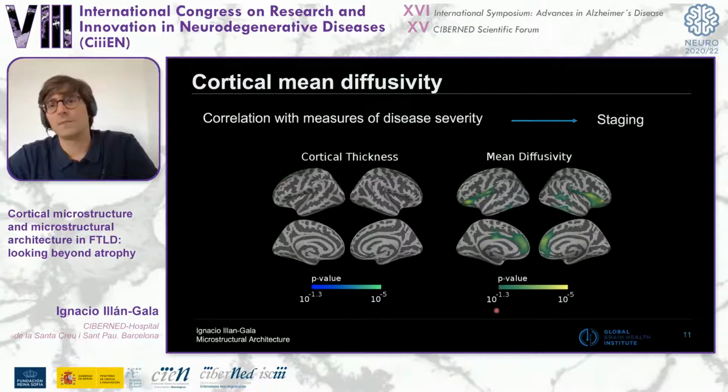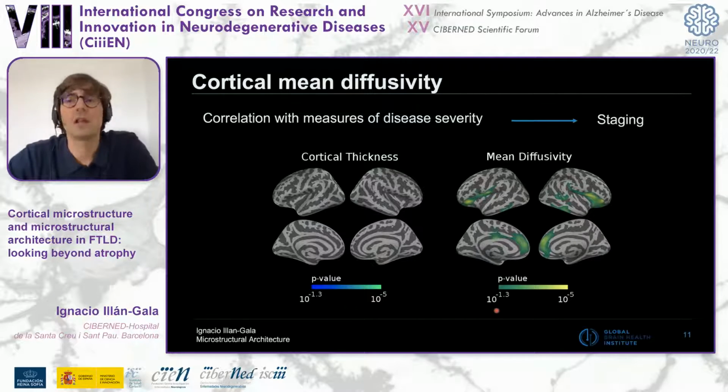We also found that measures of disease severity showed a better correlation with cortical mean diffusivity, as shown in this figure. Regions in green represent regions where we observe a statistically significant correlation between the modified version of the CDR sum of boxes, which is a measure of disease severity in frontotemporal dementia, and mean diffusivity. So again, there is correlation with mean diffusivity, but not with cortical thickness on the left.